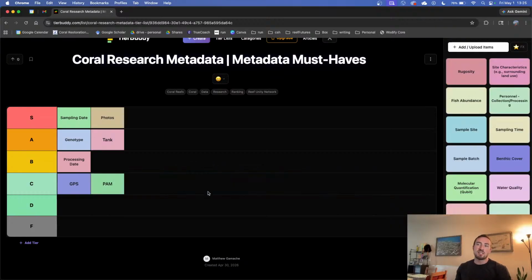So I'm going to put this as C tier for now. It'd be nice to have. It would be good to have. Again, this one is a little more context dependent.